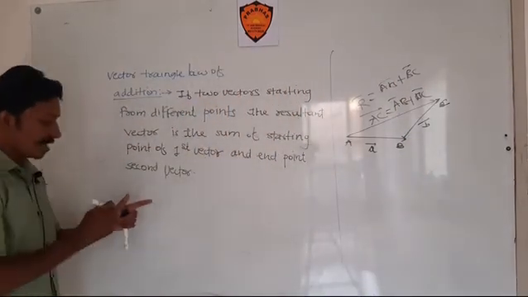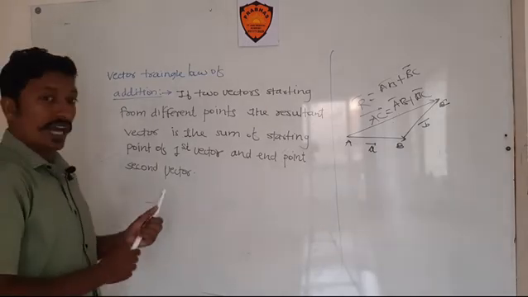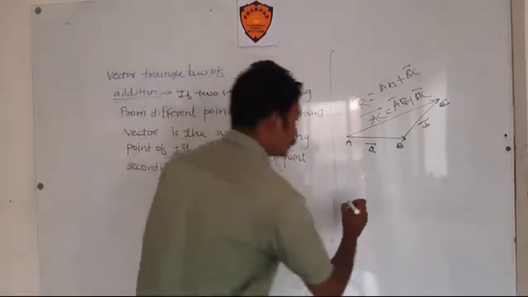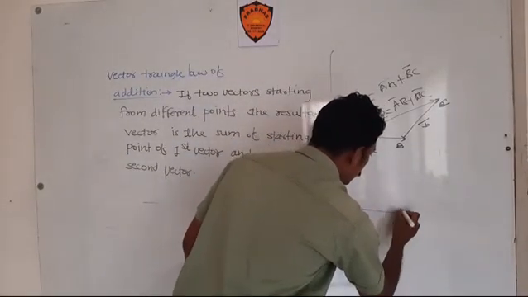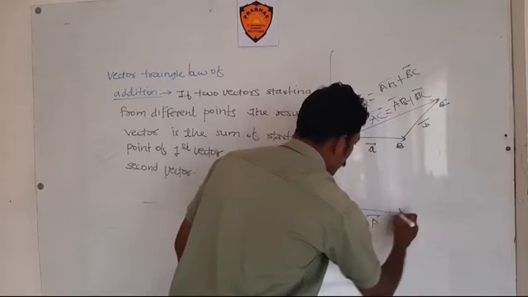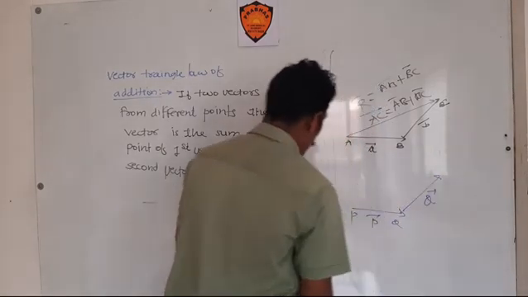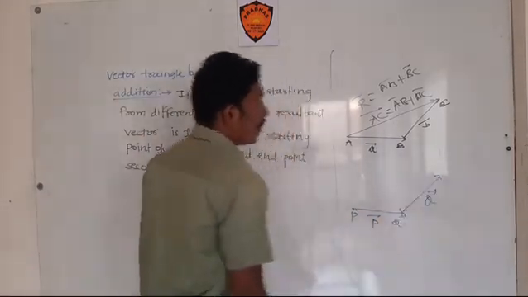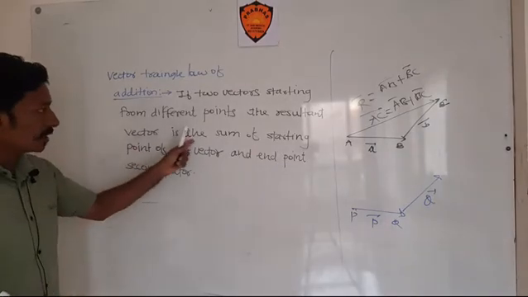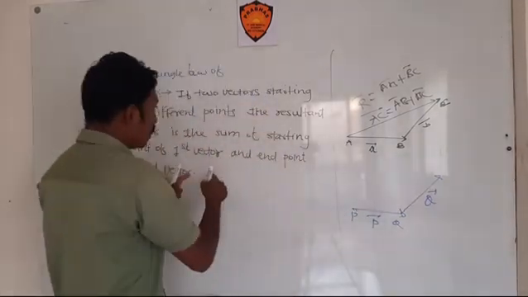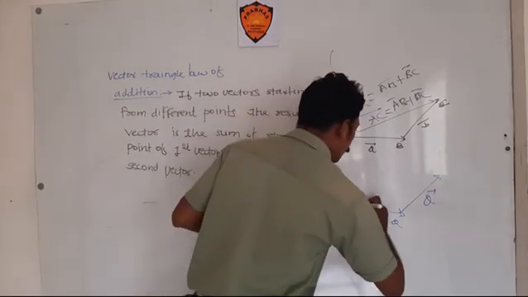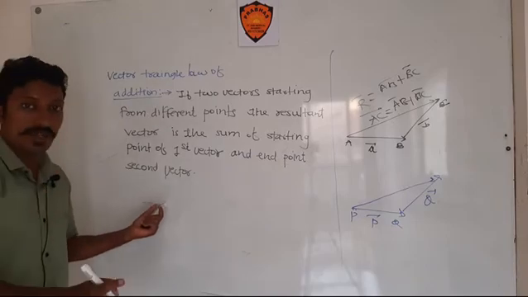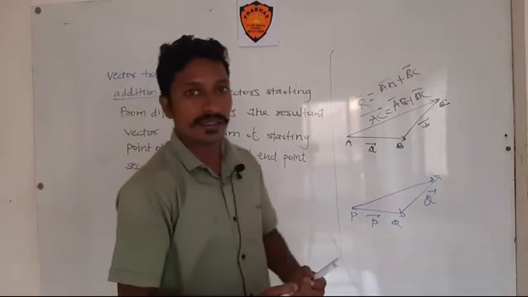What is the statement? Does it come to you according to the statement? Okay. If two vectors, I again draw the next figure. This is PQ bar, this is Q bar. If two vectors start from different points, the resultant vector is the sum of the starting point of the first vector to the end point of the second, not the last vector. Only two vectors are given.